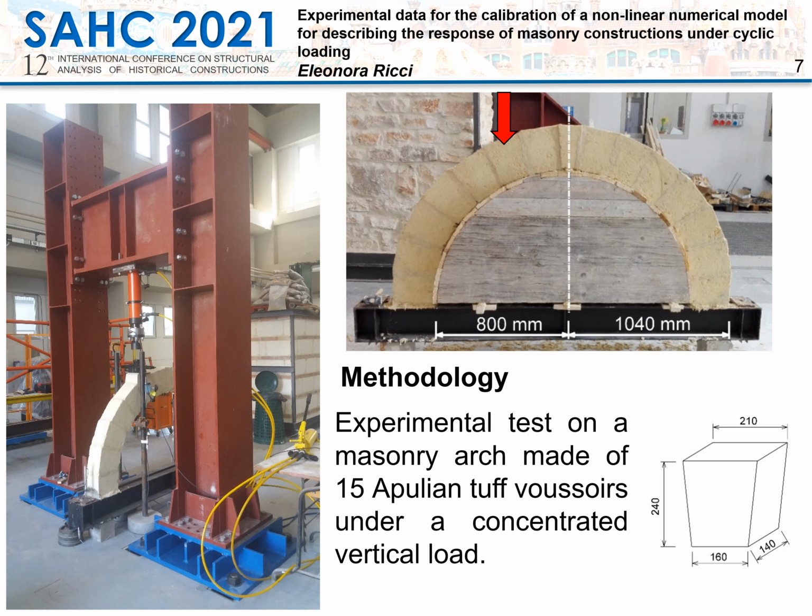The load was applied very slowly using a hydraulic jack with a maximum capacity of 500 kN fixed on the rigid contrast beam. Moreover, a load cell with a capacity of 5 kN has been put between the ball joint of the hydraulic jack and the arch. The concentrated vertical load, represented by a red arrow in the slide, was applied at about 1/4 of the span.